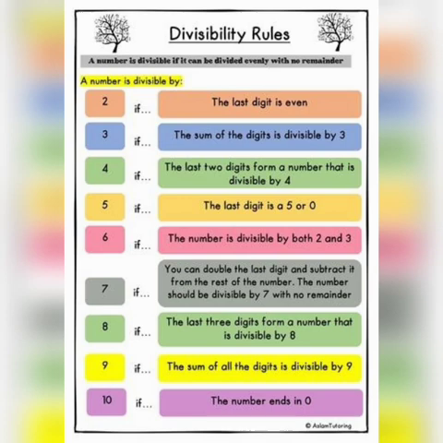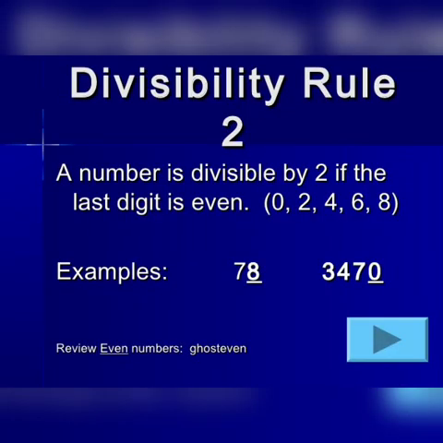Here are the divisibility rules for each and every number. Each divisibility test will be explained in the upcoming pictures. First is the divisibility rule for the number 2. If a number is divisible by 2, then its last digit is even. If a number's last digit is 0, 2, 4, 6 or 8, then we say that number is divisible by 2.